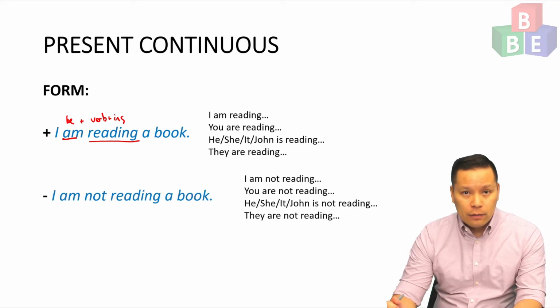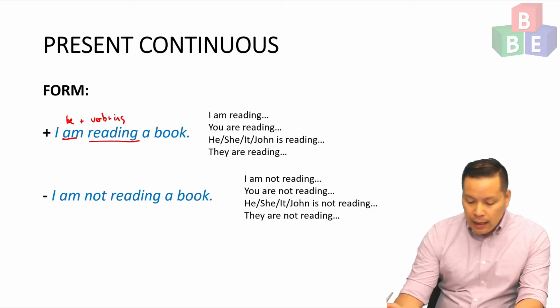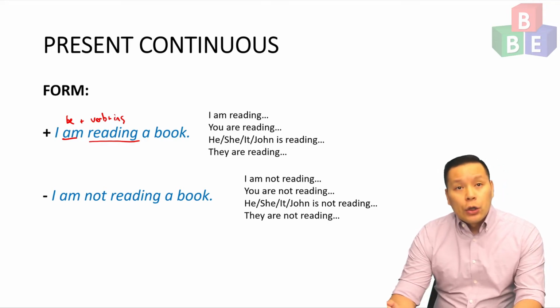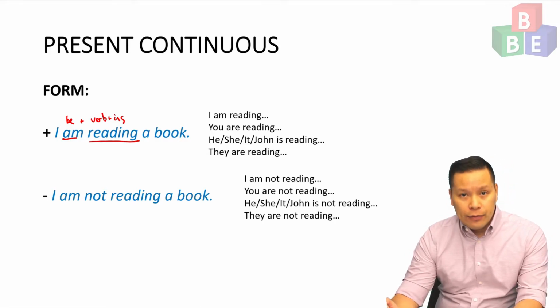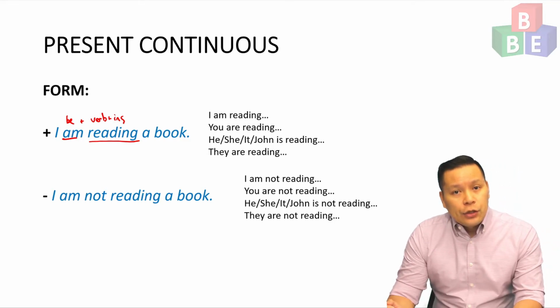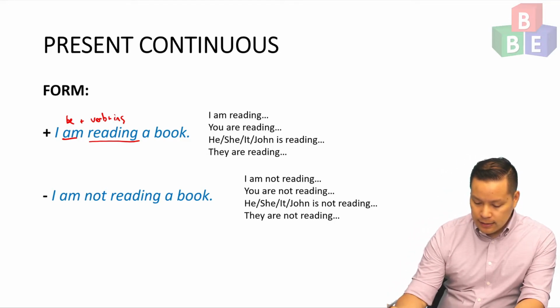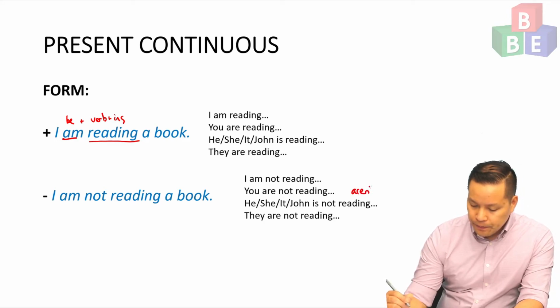In the negative form, I am not reading a book. I am not reading, you are not reading, he, she, it, John is not reading, they are not reading. Don't forget that you can use contractions with these. Are not becomes aren't. Is not becomes isn't.